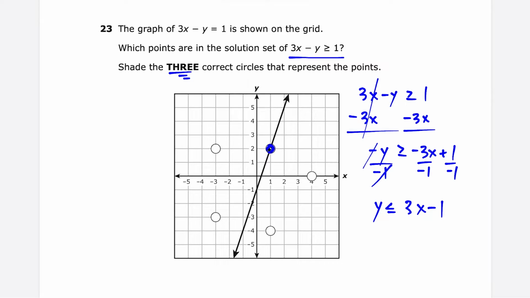Now this point would be included in the solution set because it's less than or equal to. So the line is part of the solution set. But now I'm shading everything under, and when I shade everything under, it's going to hit this point, and it's going to hit this point. So these would be the 3 correct circles that represent the points that are solutions to this system.